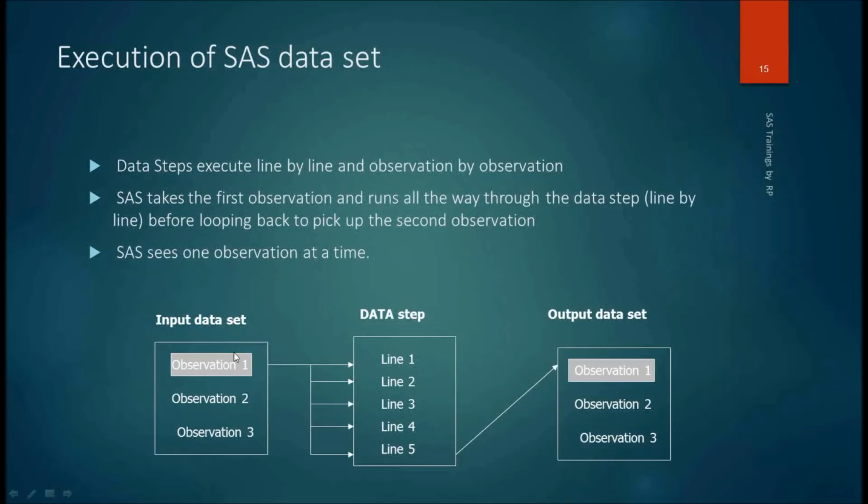If you see the example here, there is an input data set and there is a program, a 5 line program present in a data step. So when you run your code, SAS takes the first observation from the input data set and runs the 5 lines, and it will output to the output data set observation by observation. Which means SAS cannot read all the observations in the input data set at a time.